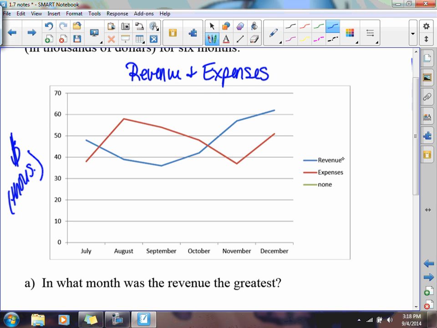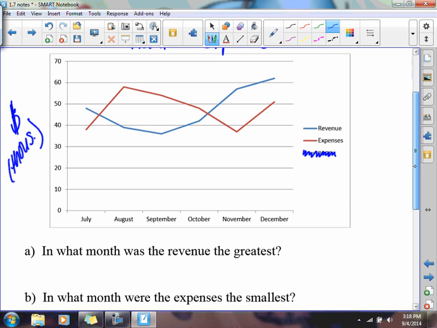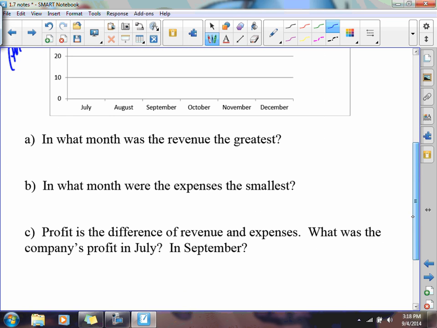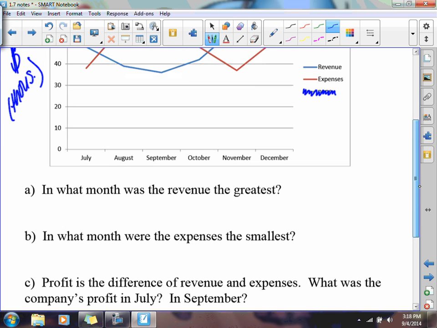The green line is the revenue. I'm sorry, the blue line is the revenue. The red line is the expenses. There is no green. When I did that in Excel, you had an option for 3, and you can't make that third key go away. And again, we have 3 questions that we're going to answer about this.